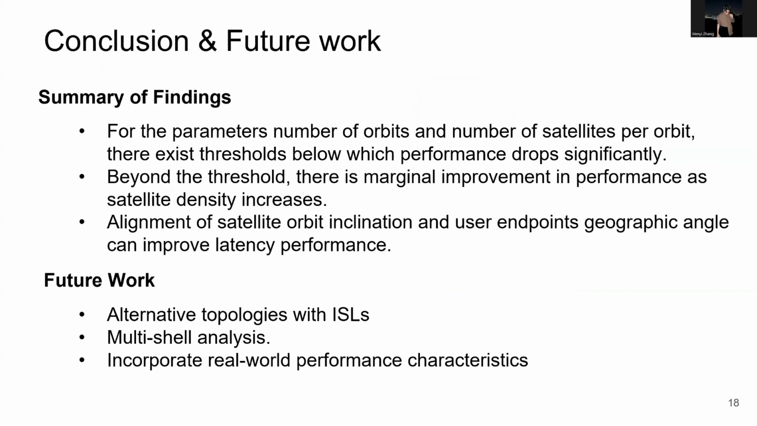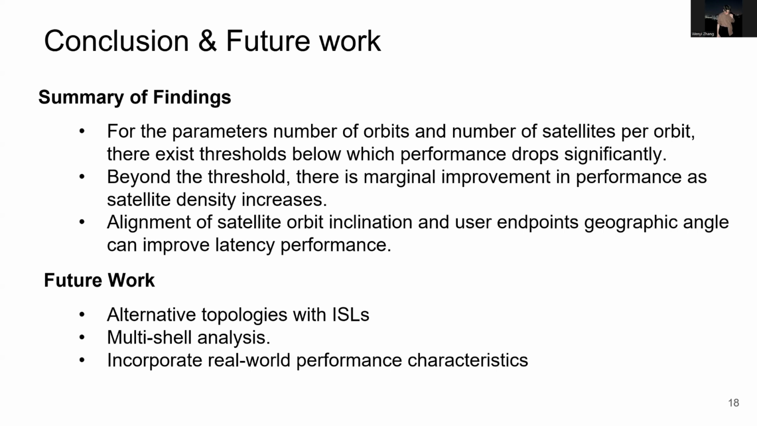So, a summary of the results. First, for the parameters number of orbits and number of satellites per orbit, there exist thresholds below which performance drops significantly. Second, beyond the threshold, there are marginal improvements in performance as satellite density increases. Third, alignment of the satellite orbit inclination and the user endpoint's geographic angle can improve latency performance.